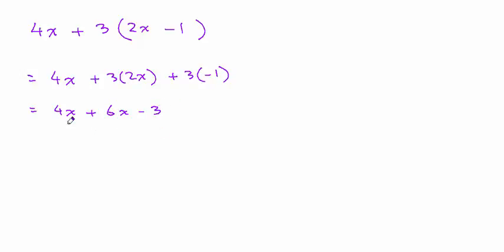So this is going to be equal to 4x plus 3 times 2x is 6x, plus 3 times negative 1 is negative 3. Time for us to combine these two like terms, x and x. So 4 and 6 combine to give you 10. It's going to be 10x minus 3. Let's look at another one.